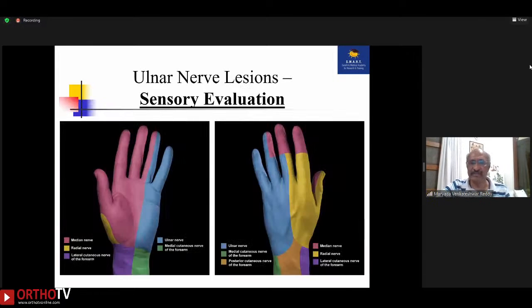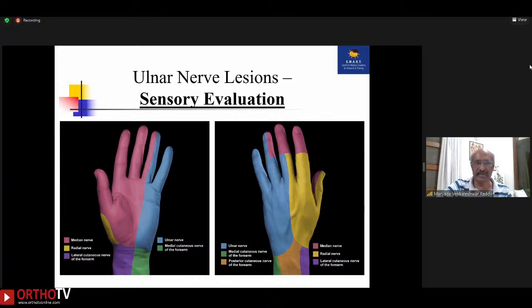The next step, once you have done that, is the sensory evaluation. This is standard. We all know the little finger and half of the ring finger are supplied by the ulnar nerve. But what is more important is, always in the exam, please carry a cotton wisp and a needle to check. A lot of the time the students say they have checked, and when they are asked to demonstrate, they'll be searching for the needle. So the examiner knows that they have not done the examination and they're telling it blindly. So please carry a disposable needle and a cotton wisp with you.